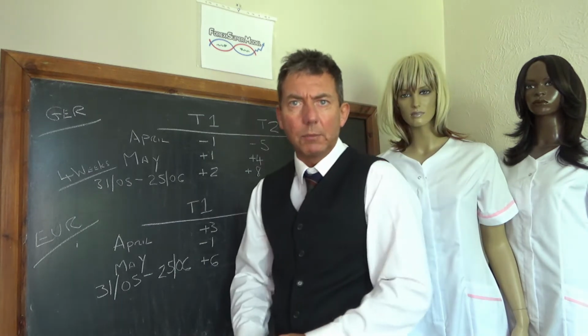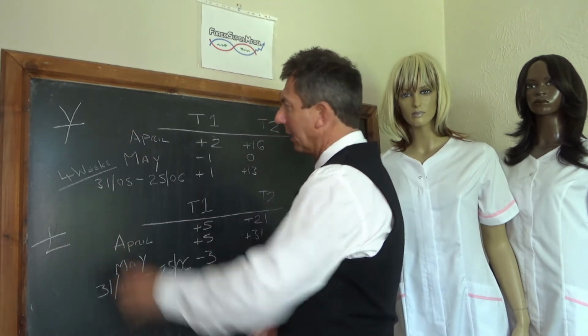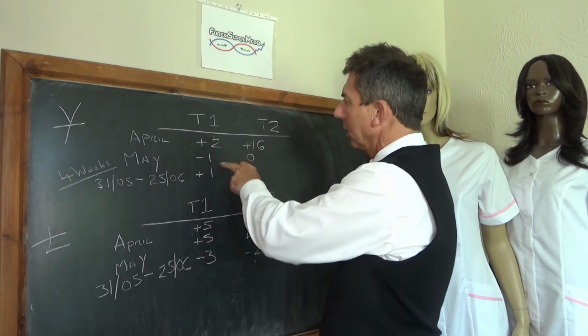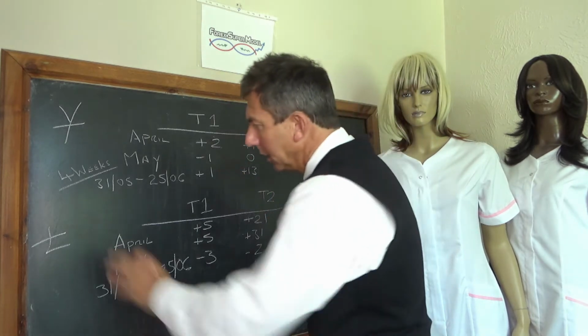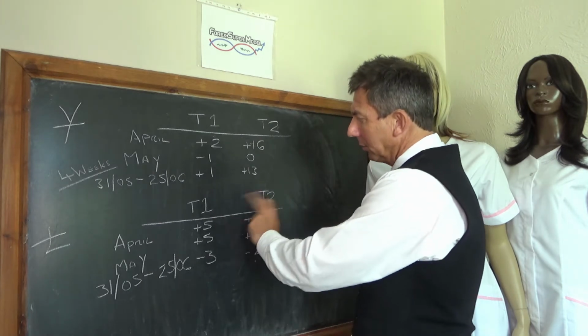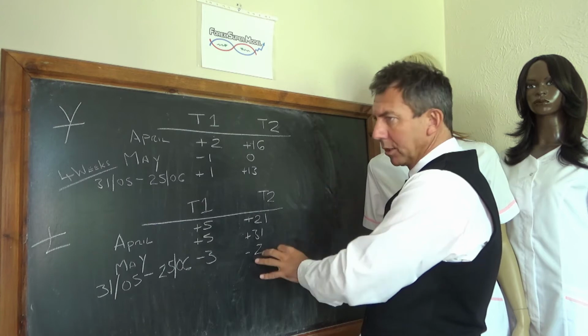Stop it there, next two coming up. Right, back again. Yen, JPY, GBP, pound. Yen then, T1, plus 2, minus 1, plus 1. T2, plus 16, 0, plus 13. GBP, pound. T1, plus 5, minus 3. T2, plus 21, plus 31, minus 2.